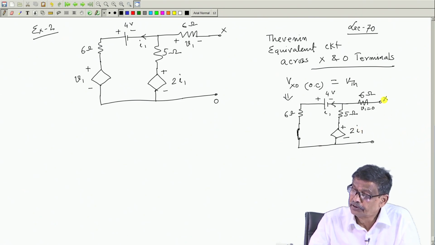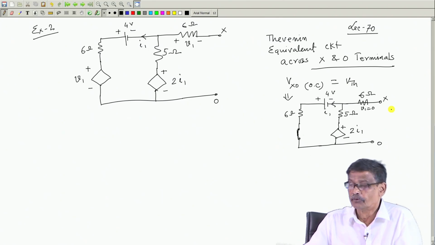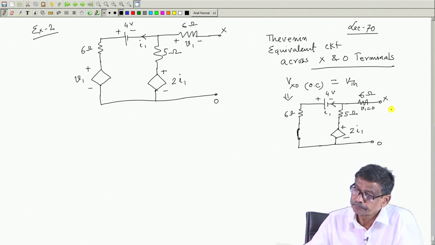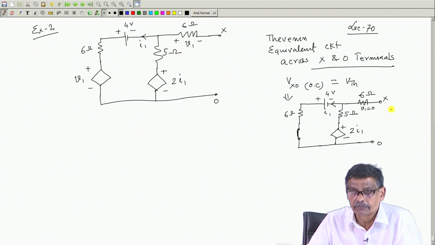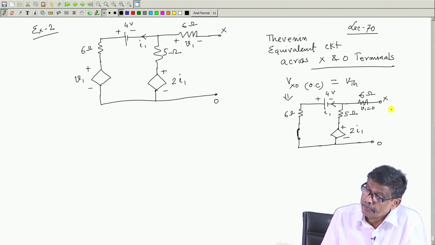And I have to find out the potential difference between these 2 points. How do I find out V x o? I will start from O and try to reach x via any path I like, and whatever number will come, that will be the Thevenin's voltage of this network. So, while calculating Thevenin's voltage, you should keep all the sources in the network, both dependent and independent sources. That is what you should understand.